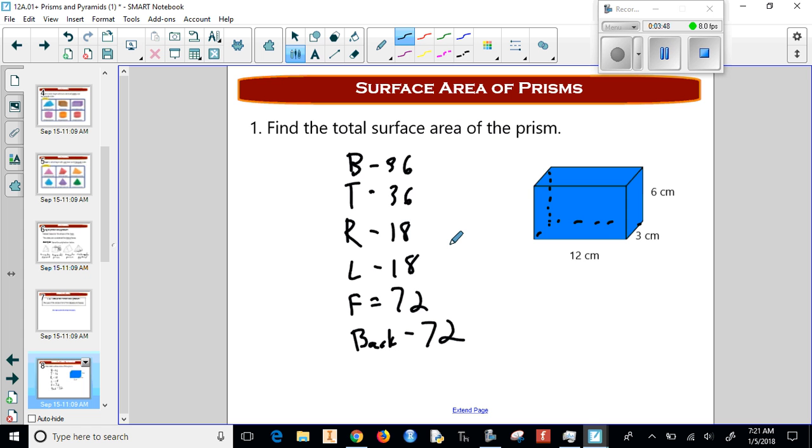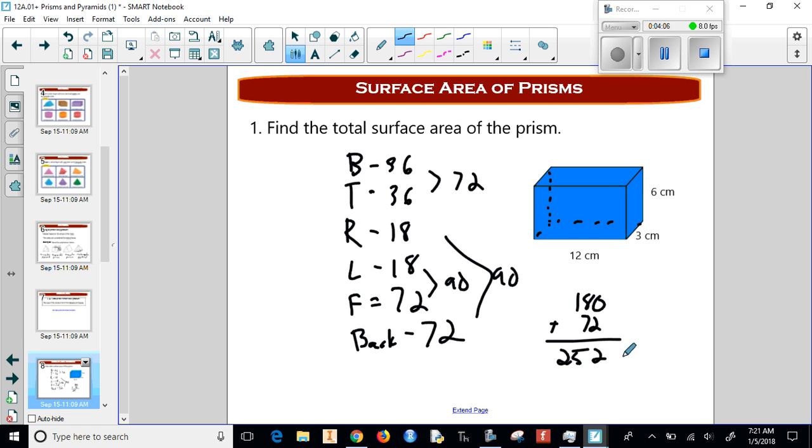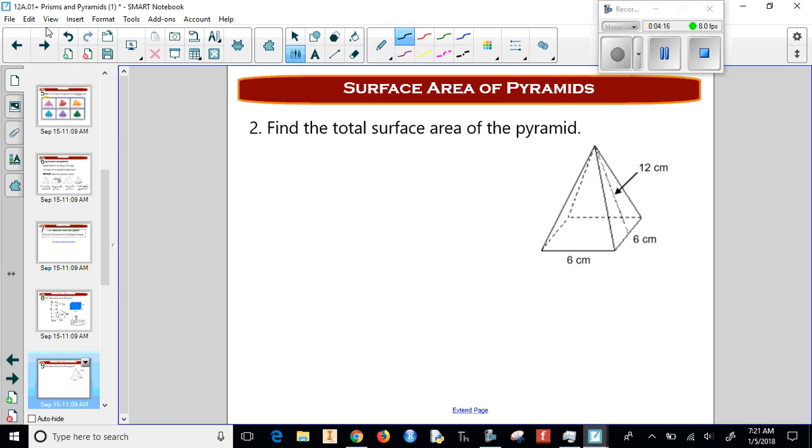So now we just have to take a second, add up these numbers, and see what we get. I don't have a calculator handy. I probably should have prepared, but this would be 90, this would be 90, and this would be 72. So I have 180 plus 72. That looks like it's about 252. And this is centimeters squared because we're still dealing with areas. So 252 centimeters squared.